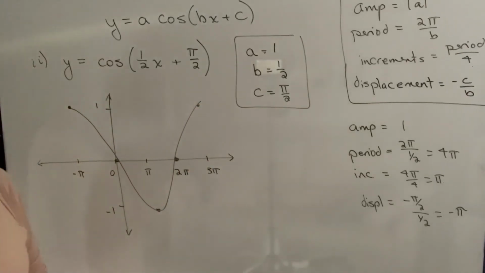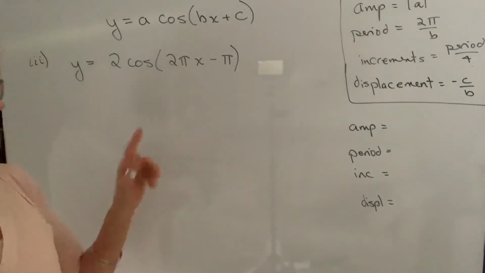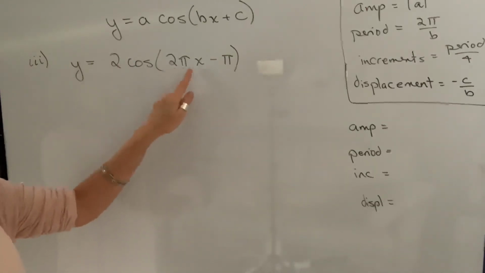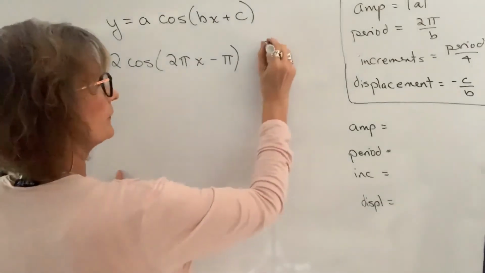So that's what that graph will look like. Let's try some more. In our next example, we have y equals 2 times the cos of, in brackets, 2 pi x minus pi. So let's define a, b, and c.